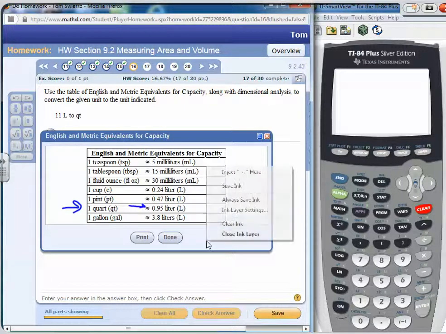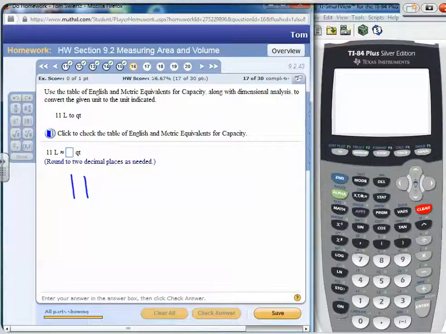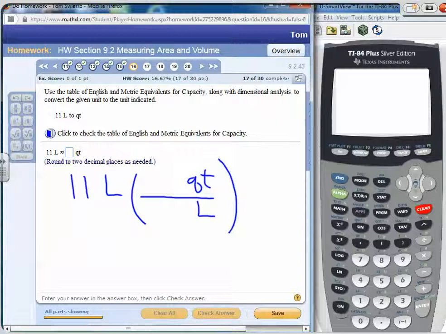So we have 11 liters. The units we want to get is quarts, so that goes in the numerator. Liters goes in the denominator to cancel, and we just had that from the chart. 1 quart is 0.95 liters.